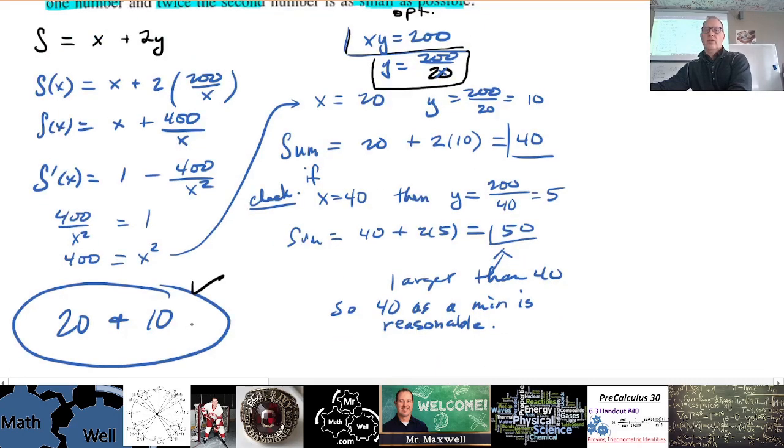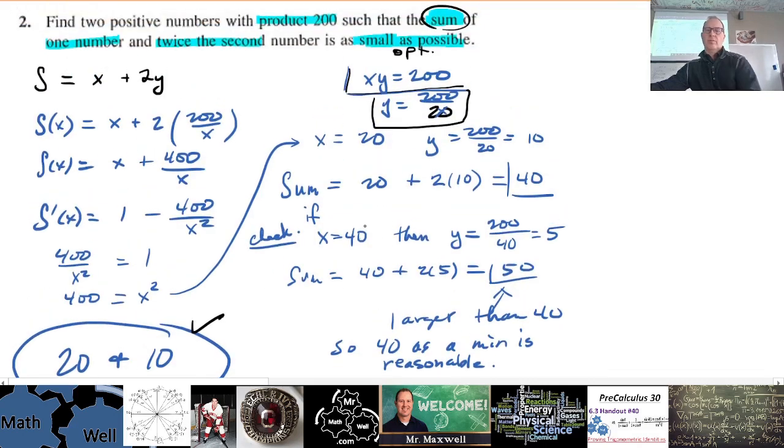You could have two different sums, though, if you switch the numbers around. That's what I'm showing here. So the smallest would be 40. Here, you could get 50 if you put the other one in, I guess. Does that make sense? 20 and 10. Anyway, so the two numbers are 20 and 10.